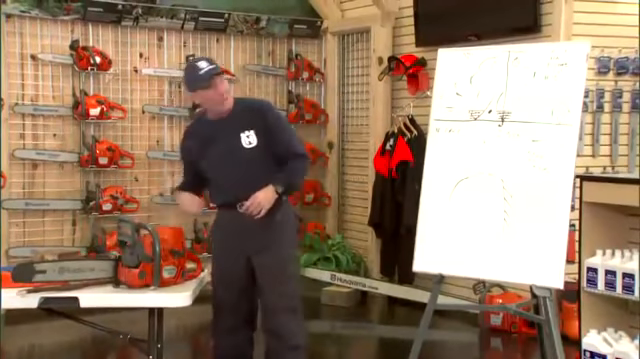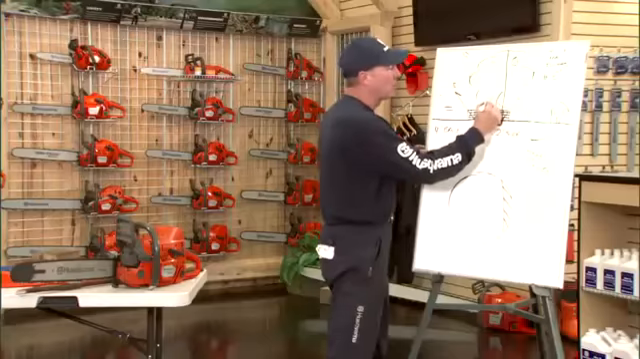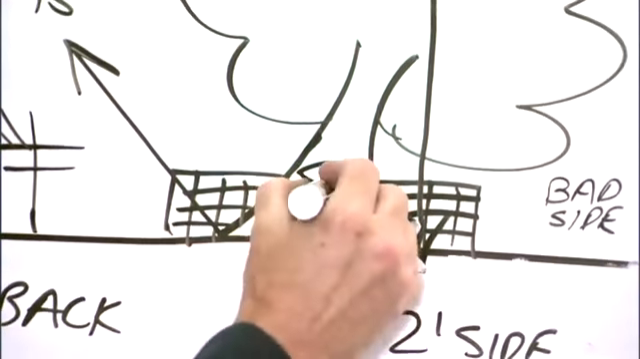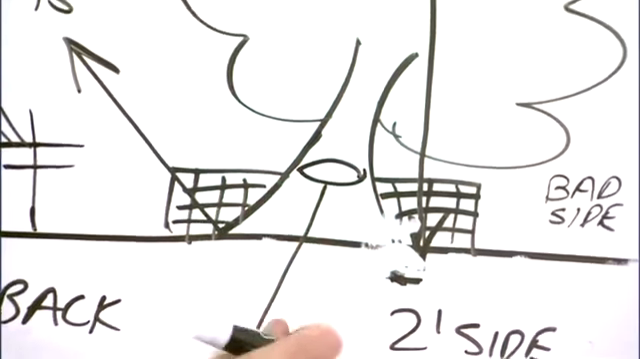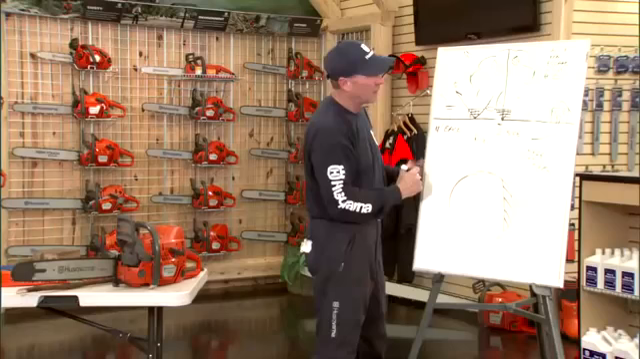So let me just ask you, say you've got a tree 80 foot tall, let's just use that. You're going to put a notch in right here, and you're going to aim 2 feet opposite of where you want it to go to compensate for that side lean.